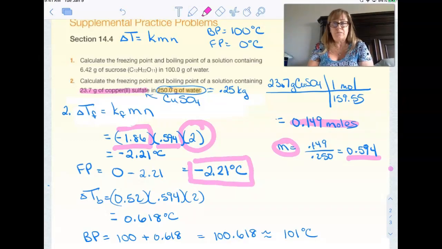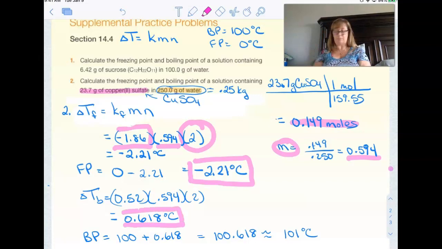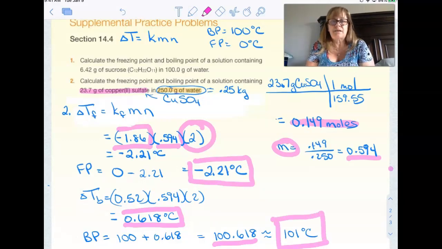To find our new boiling point, all I do is use my Kb times my molality times the number of particles. And when I do that, I get that my change in boiling point is 0.618. I add that to my original boiling point of 100 degrees, and I get 100.618 degrees Celsius. Well, I need to adjust for significant digits, which is 3 significant digits. When I do that, I get an answer of approximately 101 degrees Celsius.